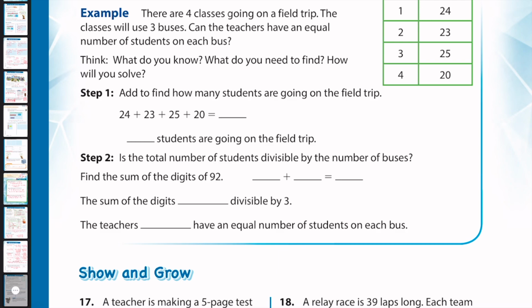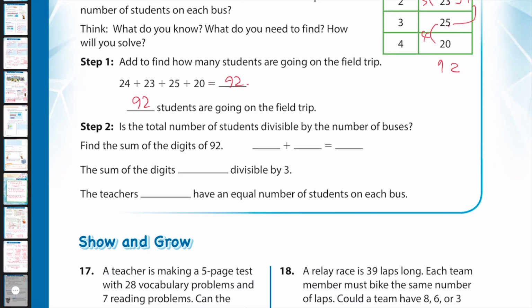Step 1, add to find how many students are going on a field trip. So when you add them all together, 4 plus 3 plus 5 plus 0, what is it? Tell me. Mental math. Yes, this is 7, and then 12, so carry 1 up and put down just 2. Now 1 plus 2 plus 2 is 5, and 4 is 9. So 92 students are going on a field trip.